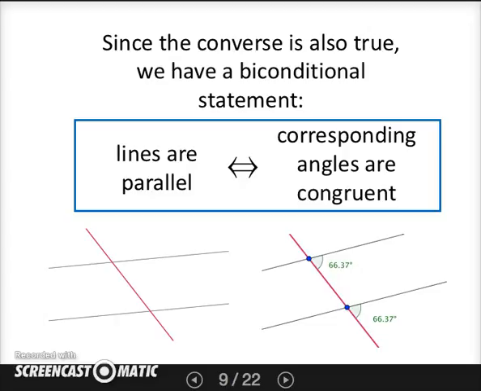Since the converse is also true by the corresponding angles postulate, we have a biconditional statement. If we start by knowing that two lines are parallel, we can deduce that corresponding angles are congruent. Now, if we start by knowing that corresponding angles are congruent, as we can see in this diagram, we can go this direction and deduce that the lines are in fact parallel.